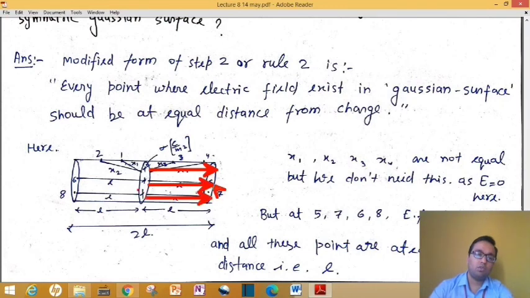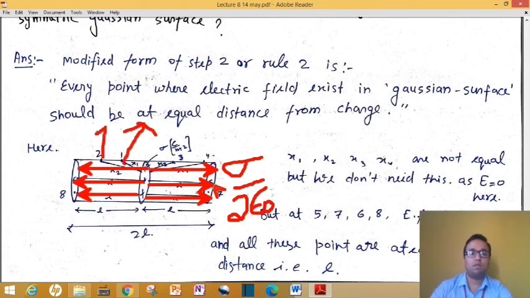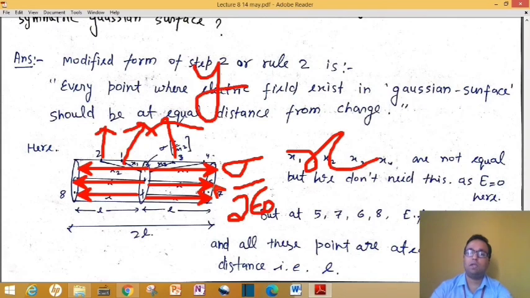Why? Because electric field due to the circular plate is along these arrows, and its value was sigma upon 2 epsilon naught. If I ask you how much electric field is crossing this particular surface at this point, your answer will be 0, because electric field is always in the x direction. In the y direction electric field is 0. How much electric field is coming out in the z direction?